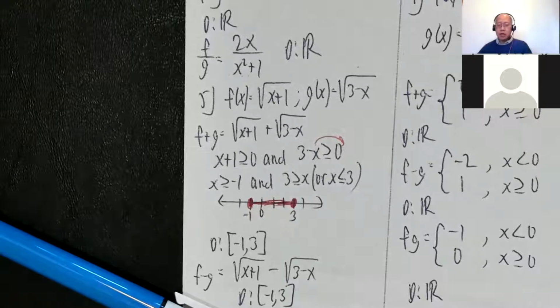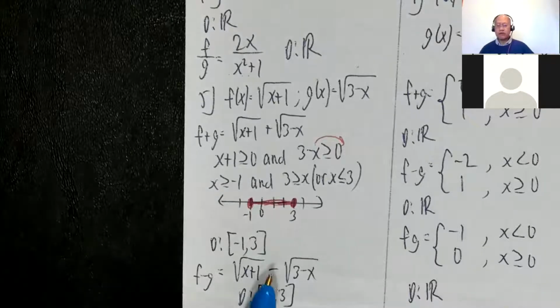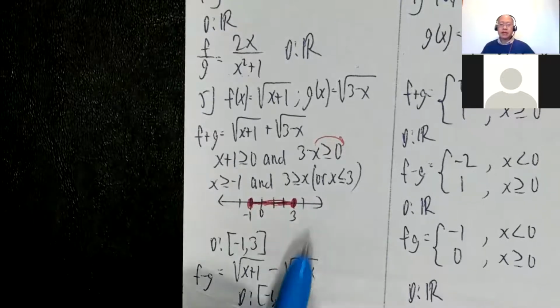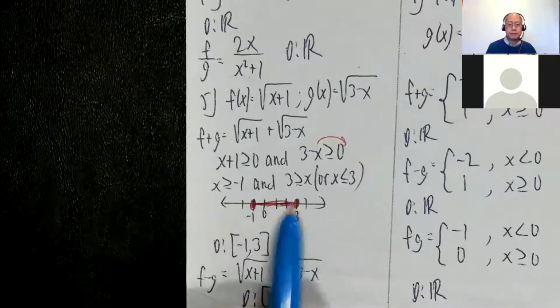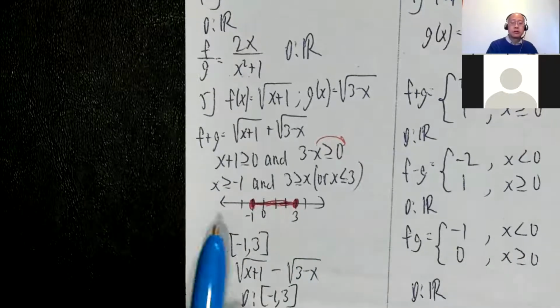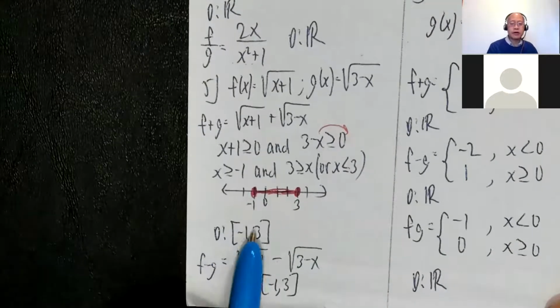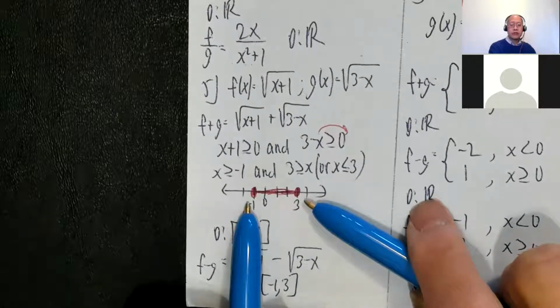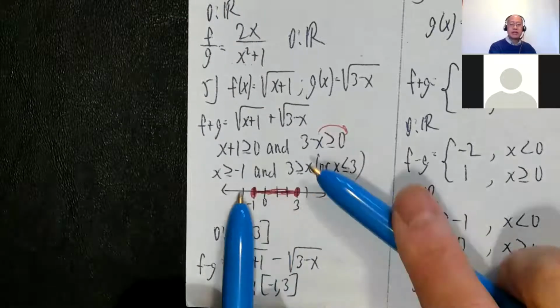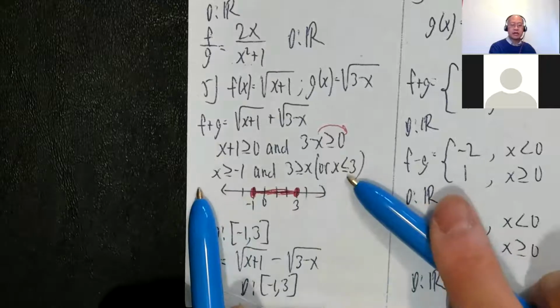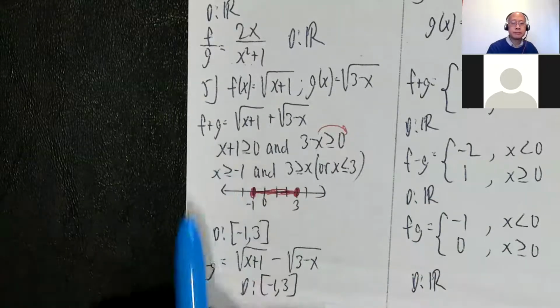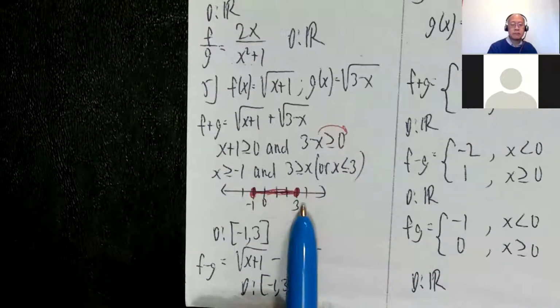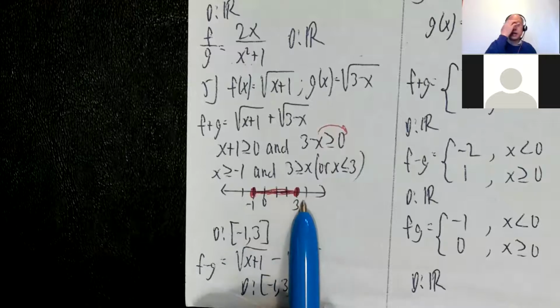So I put them together. I want x to be greater than or equal to negative 1, but less than or equal to 3. That's everything here. So the domain is bracket negative 1, 3 bracket. Include negative 1, include 3, and the stuff in between. But nothing else, nothing way out to the left, nothing way out to the right is in my domain. So for instance, 4 is not allowed.